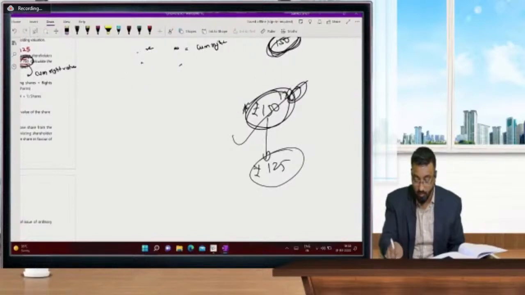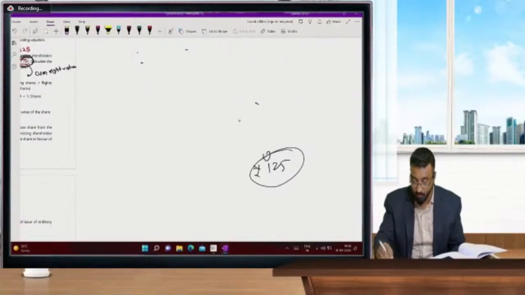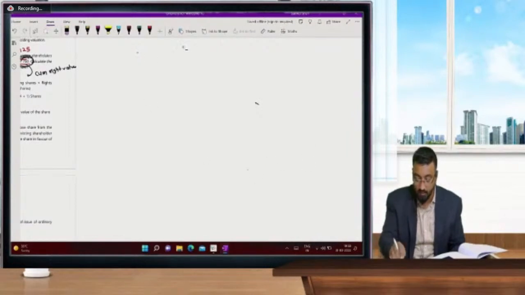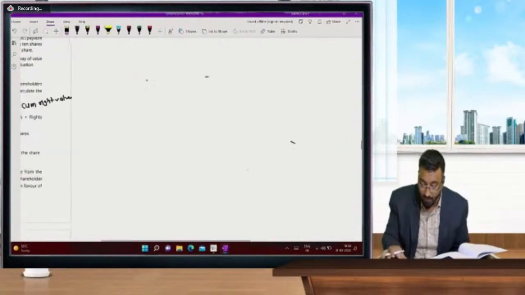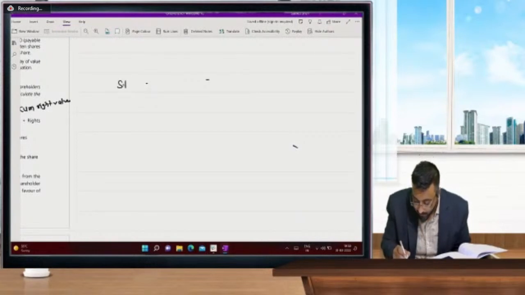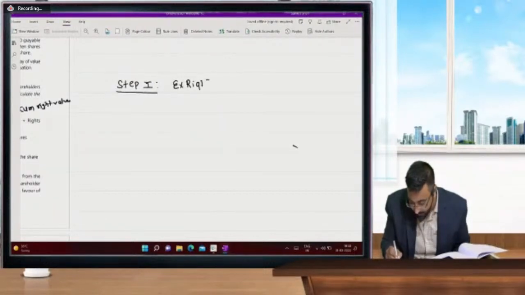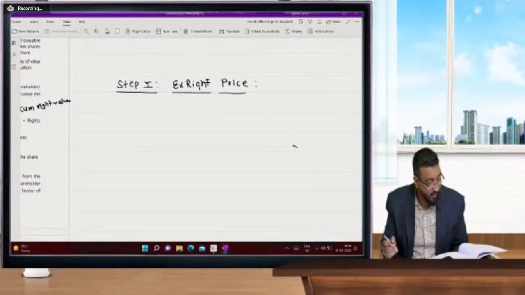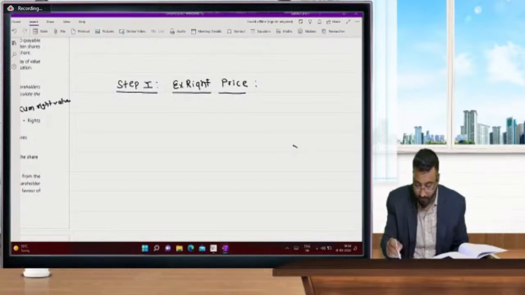Let's solve this now, solve with me. Yes. Step number 1. Ex right price. Now how to calculate the ex right value of a share? Understand. Is it clear to everyone?